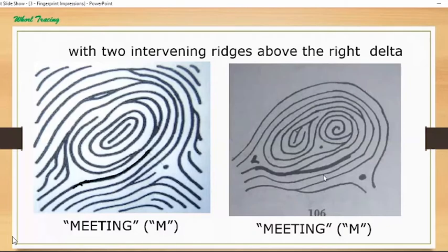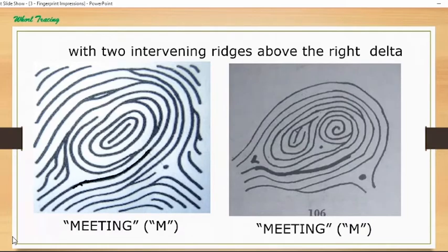Dito tayo. This is the left delta and the right delta. Trace. Di ba? Pababa ka. Huwag kang aakyat. Pababa. Then count the intervening ridges. There are 1 and 2. There are only 2 intervening ridges, and that is above the right delta. So kahit pa yan above or below the right delta, pag ang intervening ridges niya is 2 or less, that is designated as meeting.